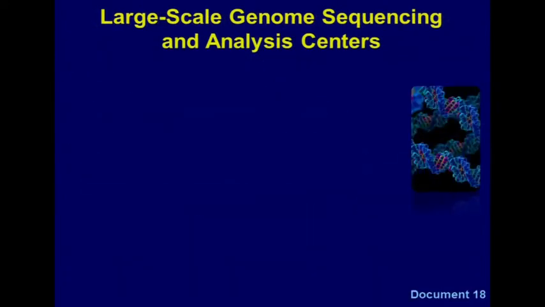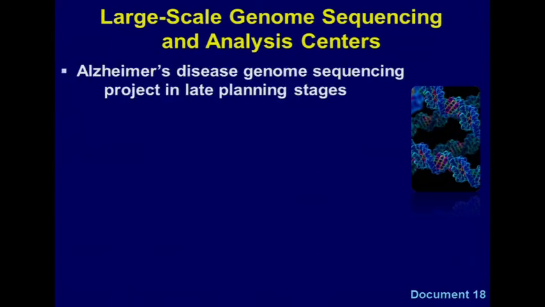Well, starting off with the large-scale genome sequencing analysis centers, they're undertaking numerous projects, mostly related to complex disease and cancer. Notably, in February, the Obama administration announced new efforts to fight Alzheimer's disease, including making an additional $50 million of existing NIH funds available for cutting-edge Alzheimer's disease research. Accounting for half of those funds, the large-scale genome sequencing analysis centers program is in the late planning stages for a significant Alzheimer's disease genome sequencing project in collaboration with the National Institute on Aging and its grantees.